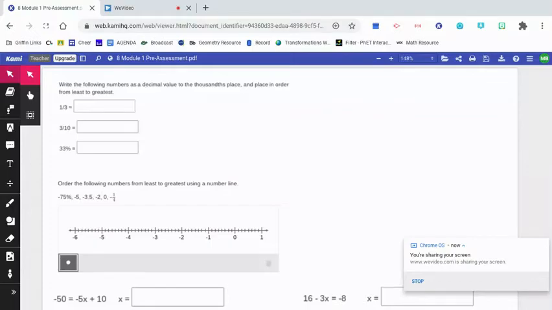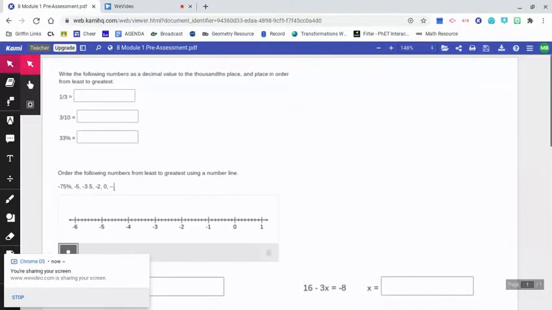Okay, so I'm going to be going over the questions that were on your Module 1 pre-assessment, just so that you have an opportunity to check my work against your answers. We will be releasing your answers to you as well through Mastery Connect.